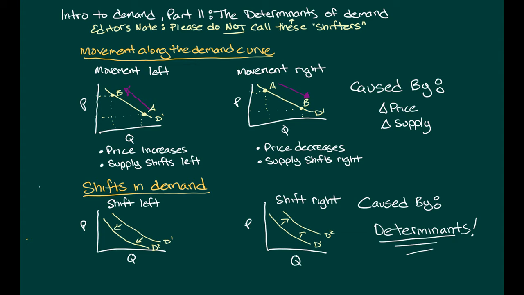The reason I like to do it this way is I like to contrast the movements and what causes movements to happen alongside what causes shifts in demand to happen. So we didn't cover in the last video what causes shifts in demand. Those are going to be your 5 determinants of demand, and that's the main focus of our lesson plan.